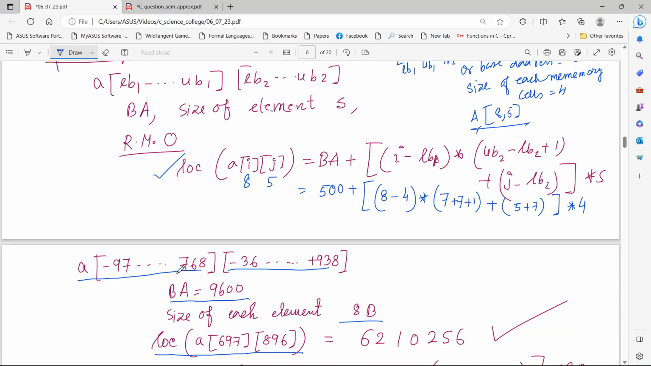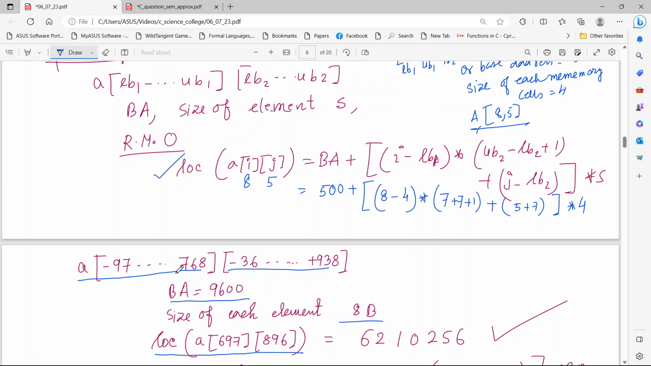Because in your question paper one question is given like that, that means a two dimensional array is given, the starting address is also given, the size of the memory cell, that means the size of the data type, is also given. You have to find the locations by using row major order.